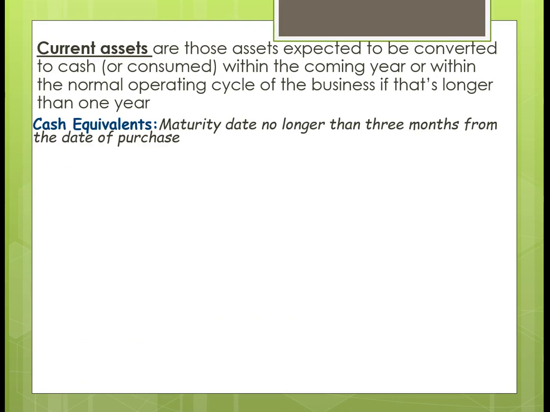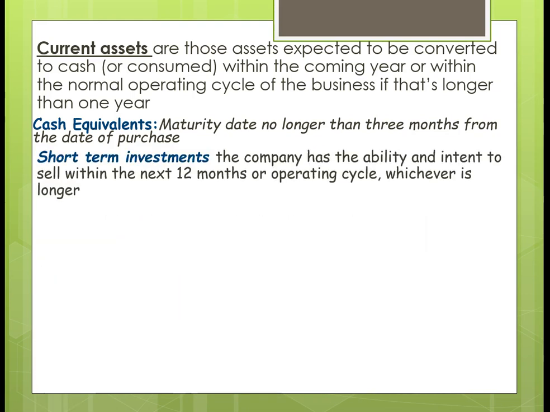Now, what are those categories? First, we have cash and cash equivalents. This category would include cash and any securities that are held for 3 months or less. So, these would be ones where you have some extra cash and you just want to park it for a couple days in some mutual fund or whatever. Or you have some savings bonds or stuff like that. Then we have short-term investments. The company has the ability and the intent to sell within the next 12 months or the operating cycle, again, whichever is longer.